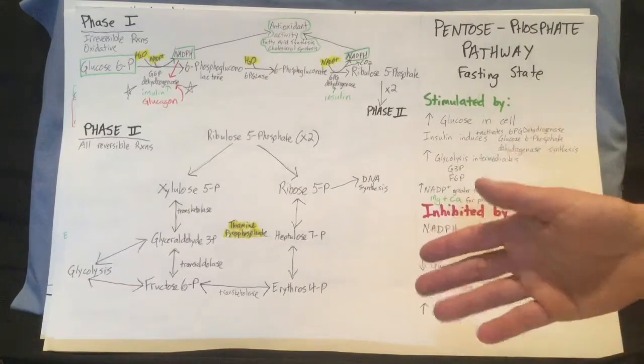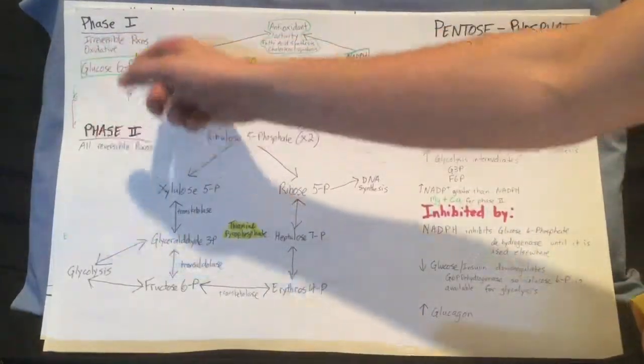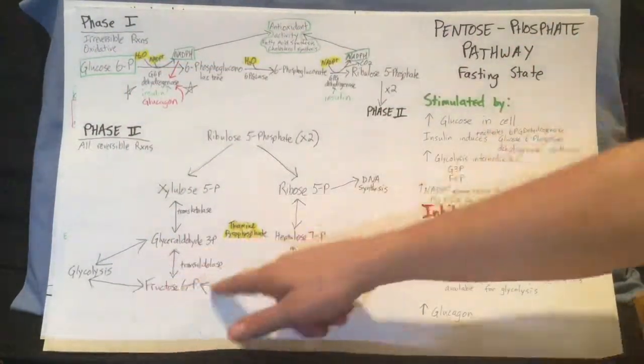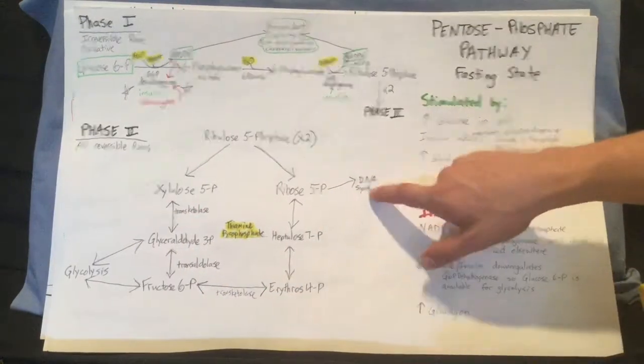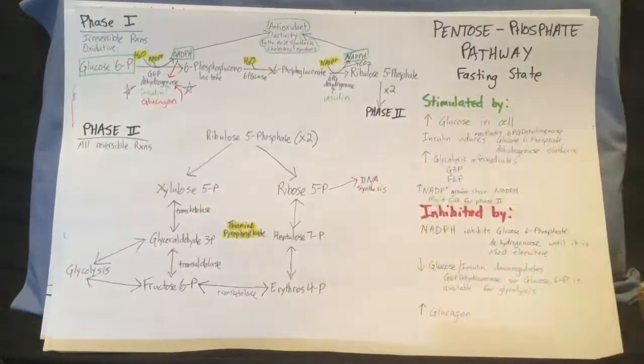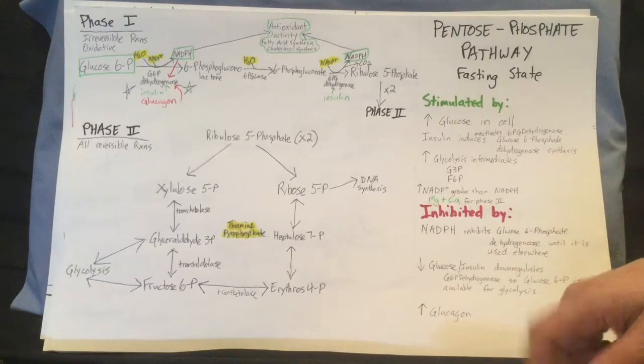So in the pentose phosphate pathway, it can happen during the fasting state. More likely it's going to happen in the fed state because here we've got excess glucose. But if for some reason we've got a buildup of fructose 6-phosphate and glyceraldehyde 3-phosphate, we can make some nucleotides even in the fasting state. So we don't need to be in the fed state for this to happen, but most likely it would happen more in the fed state than not.